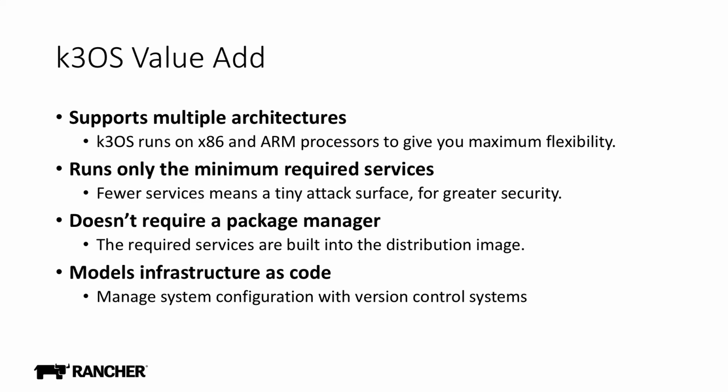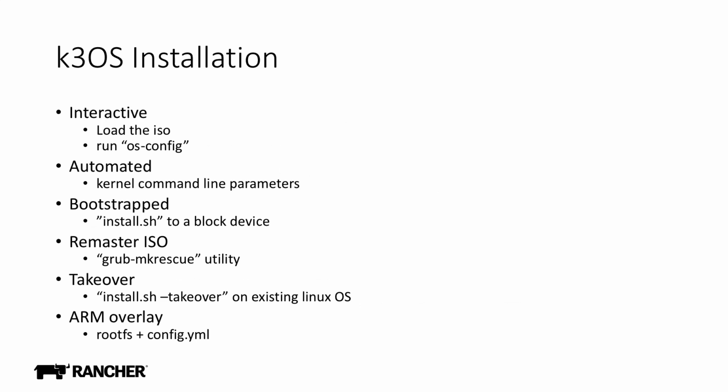K3OS also models infrastructure as code, and we'll get into that a little more on the next page, because there are about 7 different ways that you can install K3OS. You can do an interactive installation, where you load the ISO and then run OS config, and that will configure the system to be a K3OS system. You can do an automated installation using kernel command line parameters. You can do a bootstrapped installation. There's a script that, if you have a block device mounted, will install to that block device.